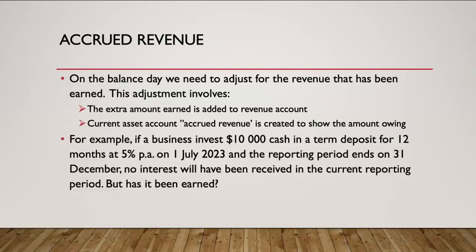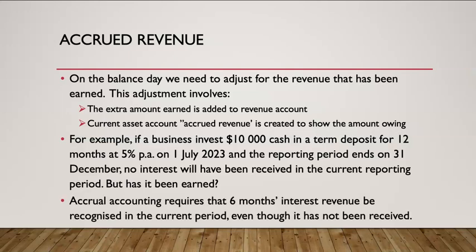Let's have a look at an example, a really common one, probably the most likely type of one you're going to get in a SACRA exam. For example, if a business invests $10,000 cash in a term deposit for 12 months at 5%, and they did it on the 1st of July and the reporting period was on 31st of July, we recognise, because of the term deposit, no interest will have been received in the reporting period. So invested on the 1st of July, by the 31st of December, we will not have gone through 12 months, so we haven't received any interest. But have we received any, and how much?